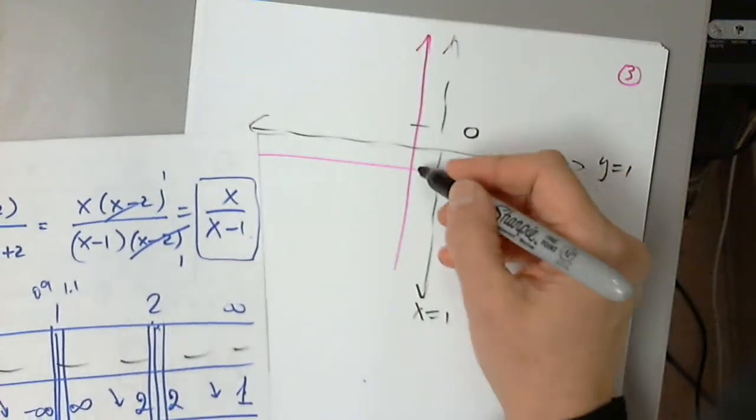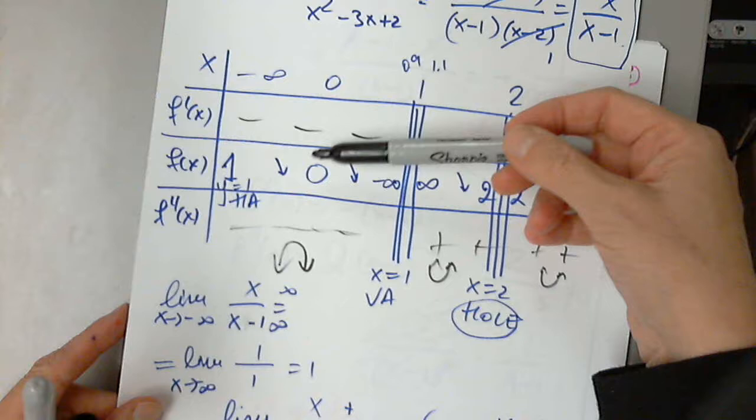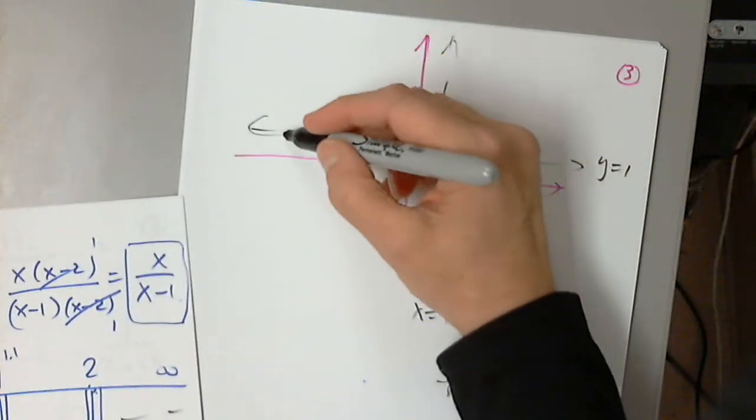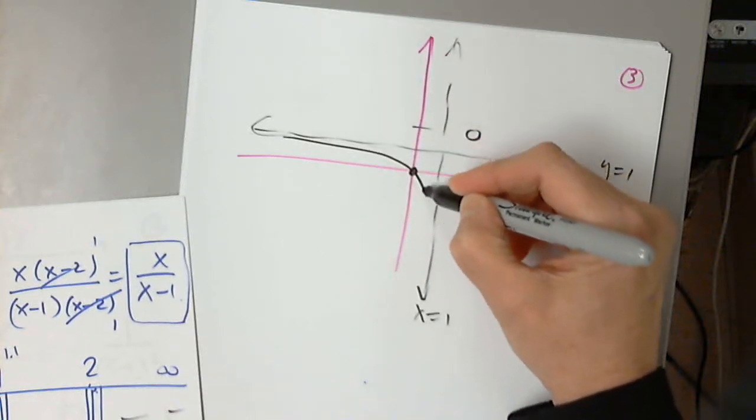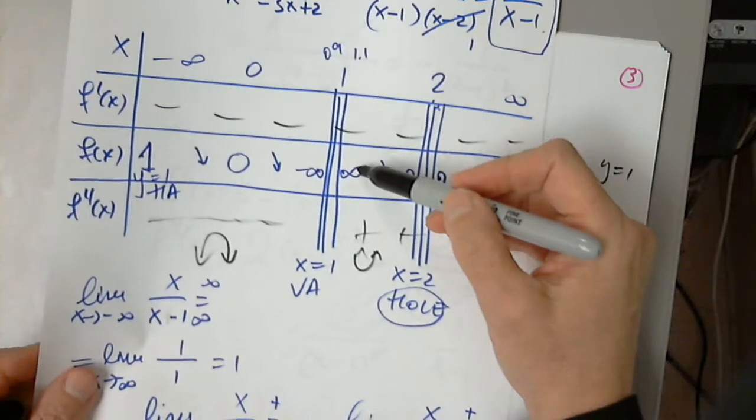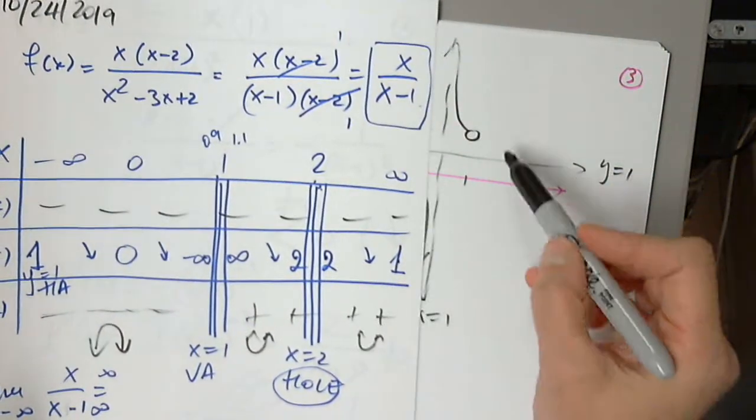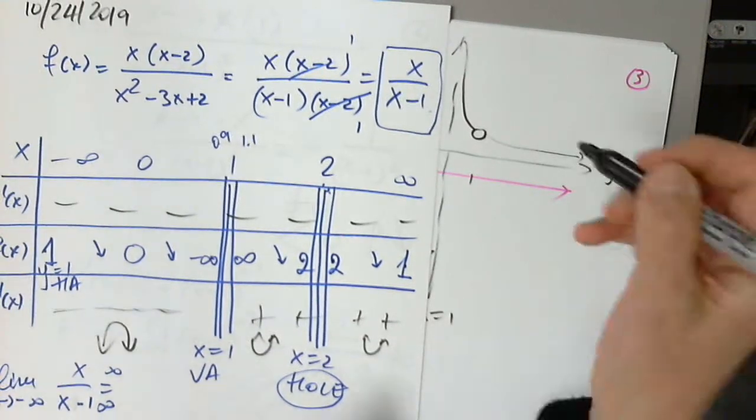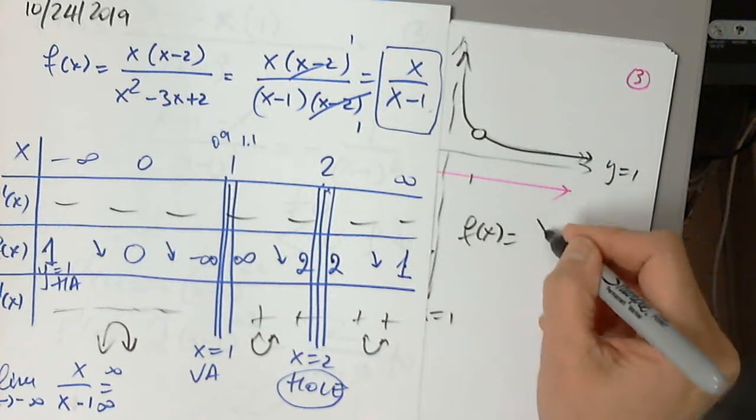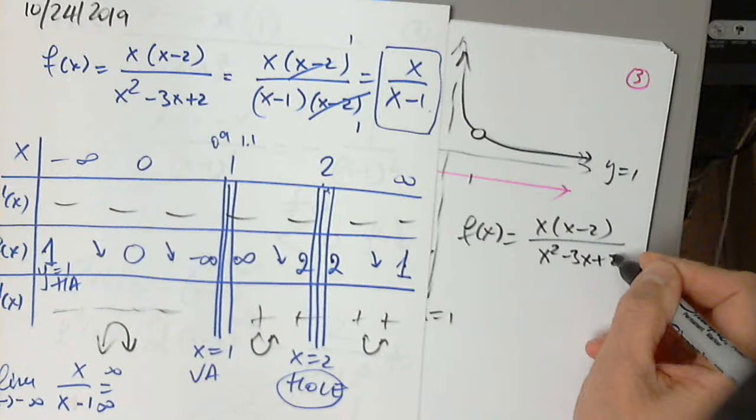So it crosses at the origin. The function is decreasing from 1, crossing at the origin, and going to negative infinity. On the other side, it's coming from positive infinity, going through this hole, and approaching 1. And this is the graph of the original function, x minus 2 over x squared minus 3x plus 2.